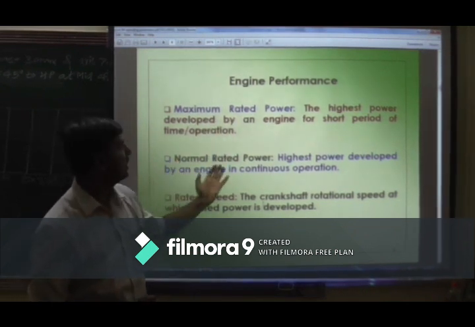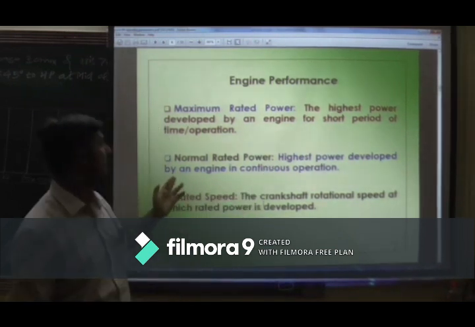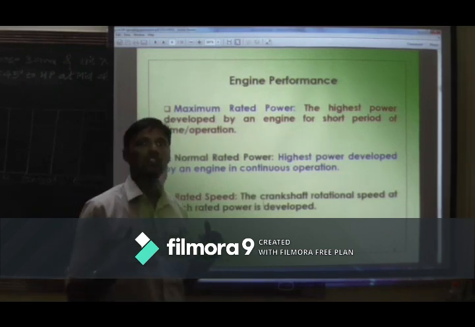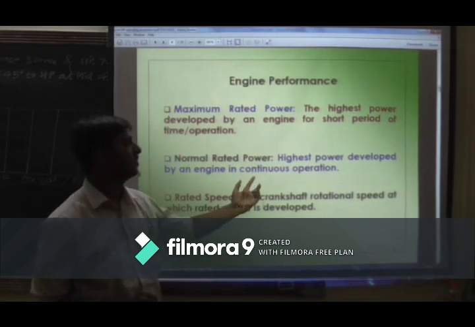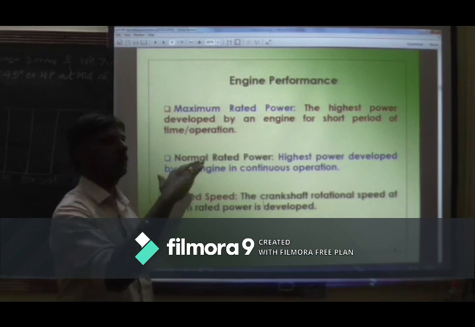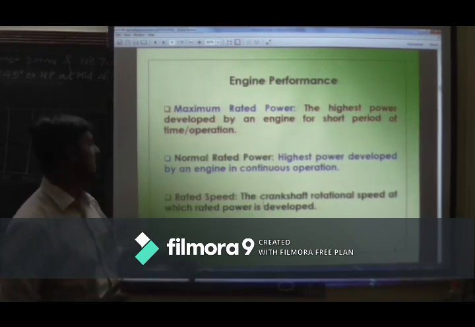Now, normal rated power is what? It is the highest power developed by an engine in continuous operation. When the load is not full load but partial load, that is continuous operation. So at that time how much highest power are we getting? So at various load values, how much highest power are we getting? That is nothing but normal rated power.